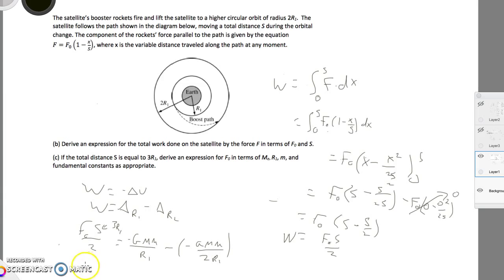But I'm going to put down an answer for you to show you what F naught is equal to. So F naught, when you simplify all this, ends up being G M m over 6r1 squared.